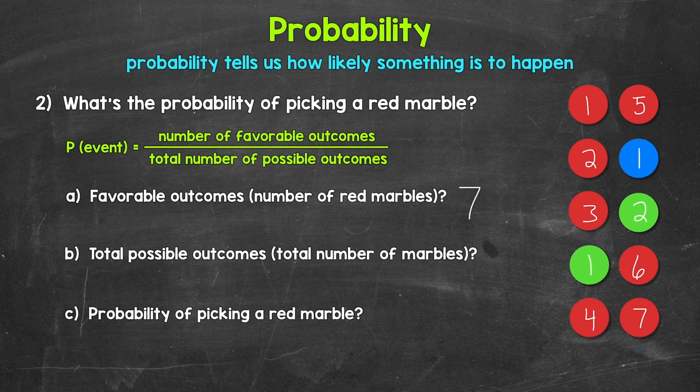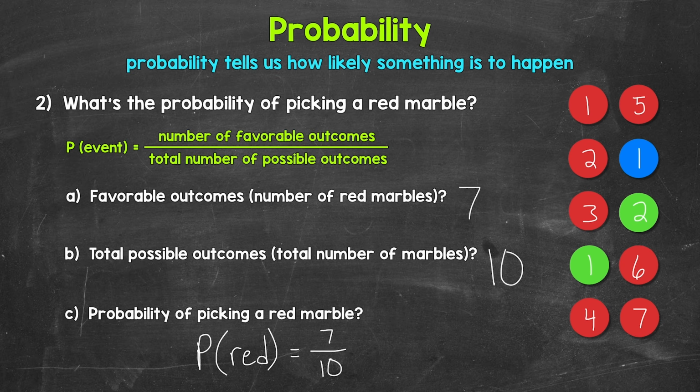So 7 red marbles plus those other 3 marbles gives us a total of 10 marbles. So we have the probability, and then our event is picking a red marble. So we will put red here, equals the number of favorable outcomes, that's 7, over the number of total possible outcomes. That's 10. So we get 7 over 10, 7/10. That's our fraction. We have a 7 out of 10 chance of picking red.